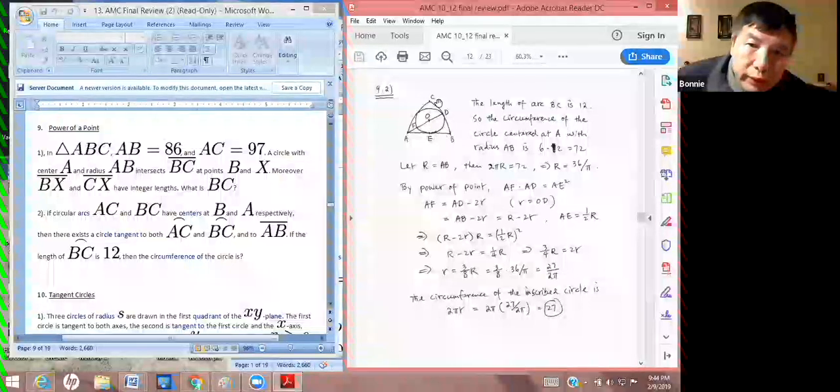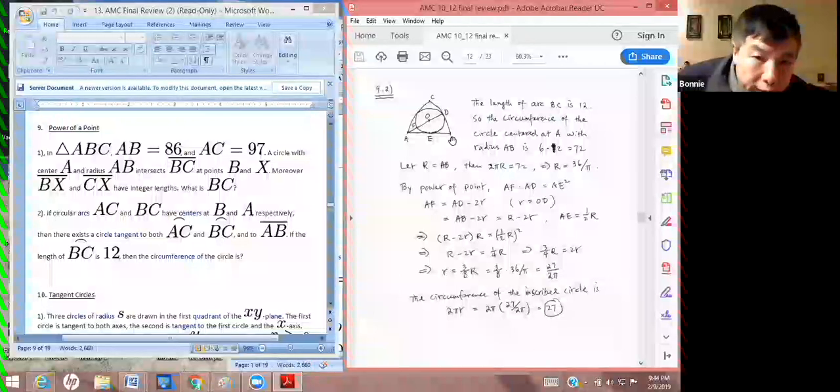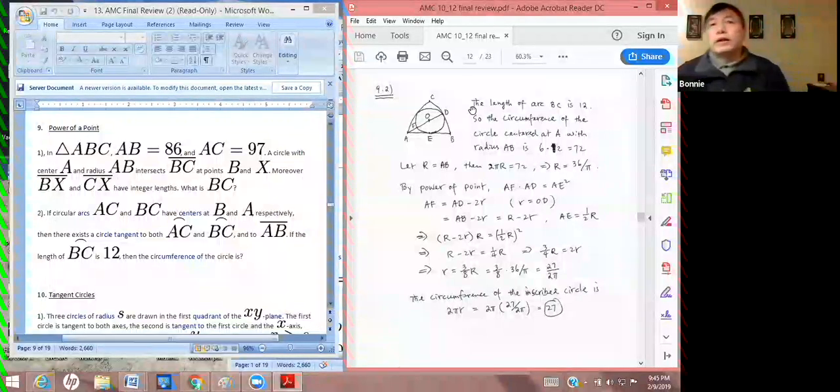Okay, and also given the arc BC is 12. And then the question is find the radius of the inside circle. Okay, that's the problem.